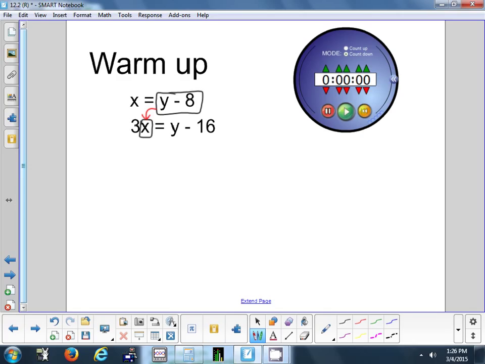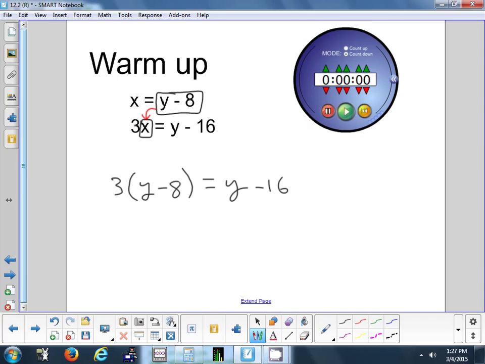So in fact, I'm going to copy it all down first. Put a 3. Leave a little bit of space, because that's what you're going to change. Keep the equal sign. Keep the y. Keep the minus 16. We're just changing what's next to the 3. Who can tell me again, what do I plug in for x? Plug in y minus 8.